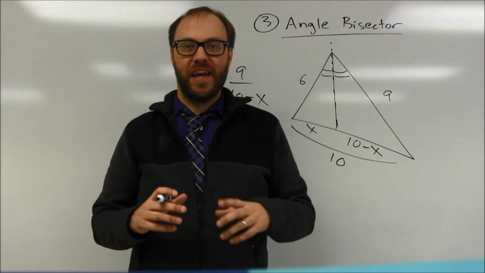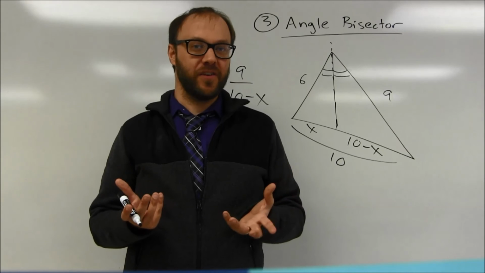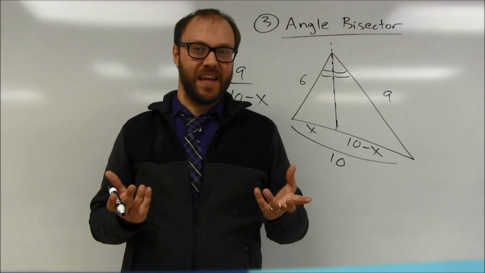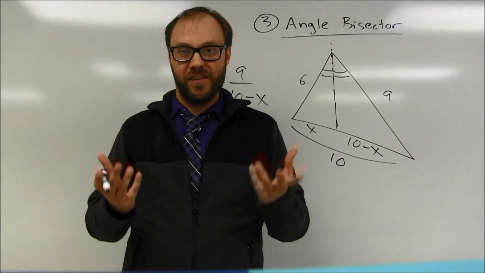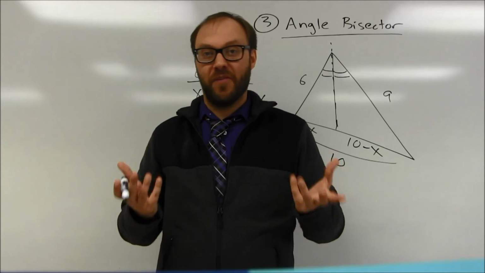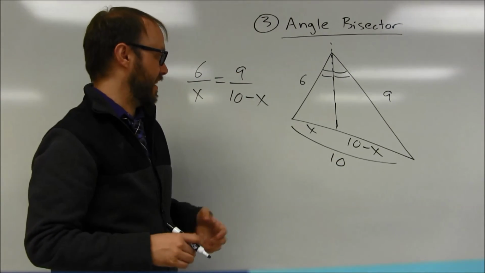So again, just be careful. We're conditioned to look for similar triangles, and this is a case where you don't have similar triangles. You just need to look at the diagram and recognize that this is an angle bisector situation.